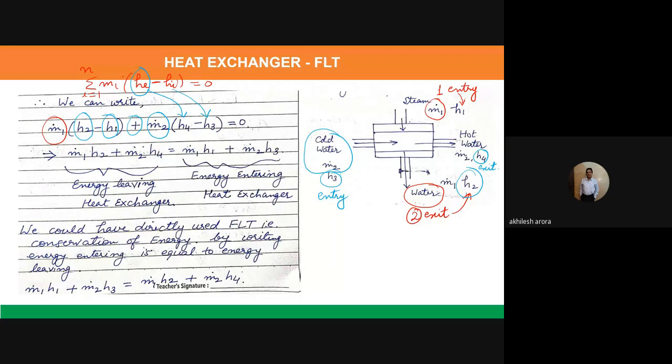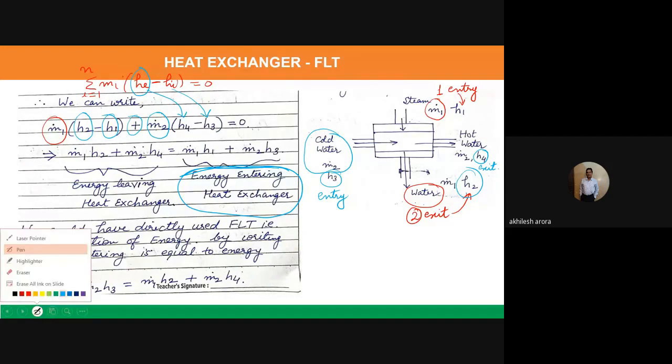Now I can remodify it, and what I can do is I can write it in a simpler manner. I can write energy entering the heat exchanger. Now let us try to understand what is the energy entering the heat exchanger. So what are the two streams with which the energy is entering into the heat exchanger? Let us try to understand that.